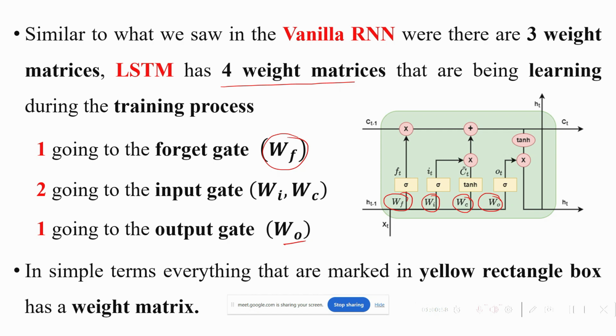GRU is also similar to this, but in the LSTM we have three gates: forget gate, input gate, and output gate, whereas in GRU we have only two gates, the update gate and the reset gate. In most real-time applications, LSTM is used. RNN and GRU are rarely used in real-time applications; in most cases LSTM is used.